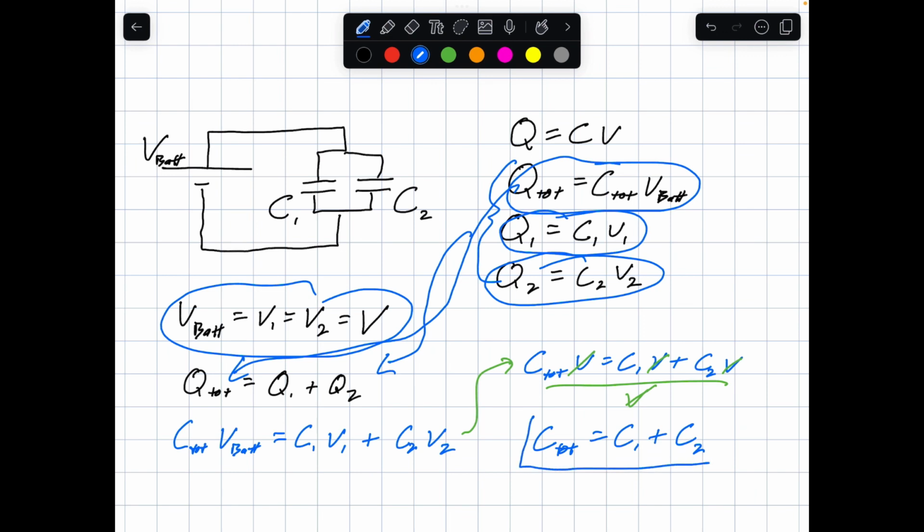And there you have it. That's the derivation for adding capacitors that are in parallel. When you find equivalent capacitance for capacitors in parallel, you just take the sum of the individual capacitances.